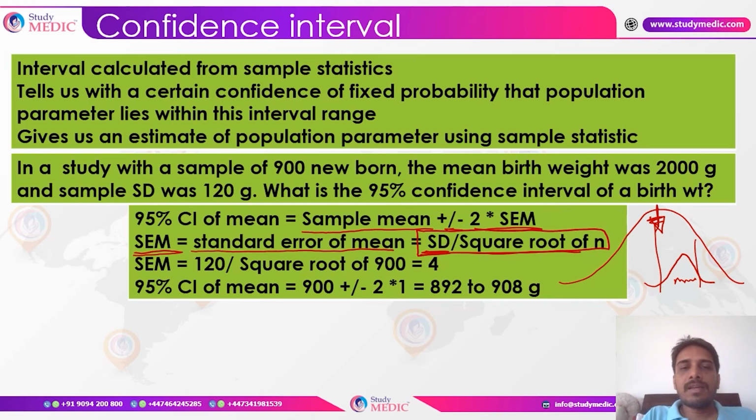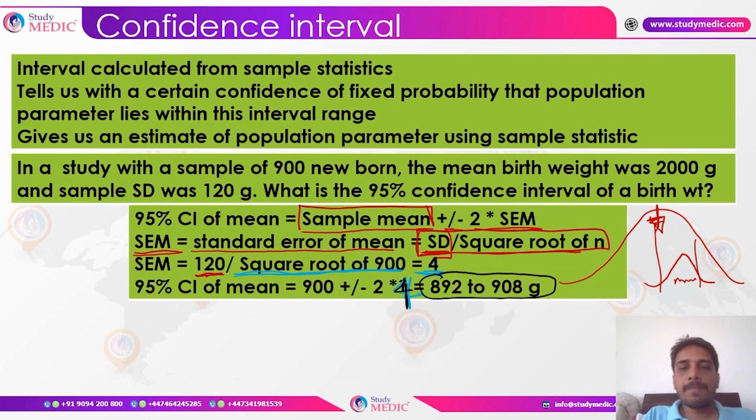So when we take the sample, we get the sample mean of birth weight, let us say, we get the sample SD of the birth weight, and we also know the total number. We have to calculate the standard error of mean. Now here SD is let us say 120, and square root of sample size 900 is 30. So standard error of mean is equal to 4. What is 95% confidence interval then? 2000 plus or minus 2 into 4. 2 into 4 is 8. So it will be from 1992 to 2008 grams.